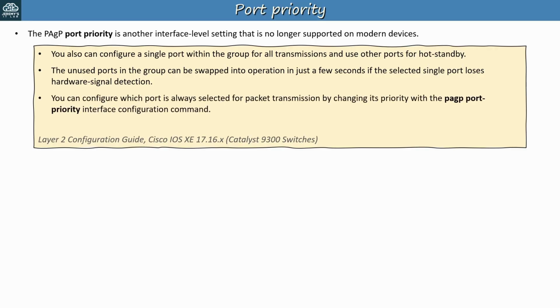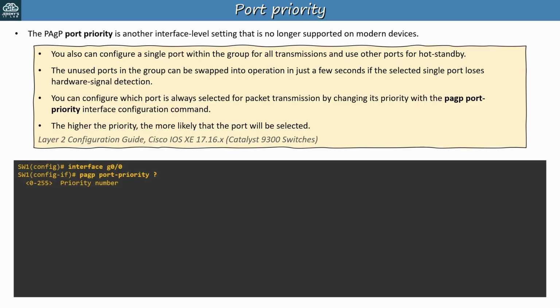You can configure which port is always selected for packet transmission by changing its priority with the PAgP port priority interface configuration command. The higher the priority, the more likely that the port will be selected. This feature seems a little odd to me, since it defeats the point of bundling. Only one port is active at a time. Perhaps that's why they removed support for it, but let's check it out in the CLI. You can configure the port priority from 0 to 255. As the above quote says, higher means the port is more likely to be selected.